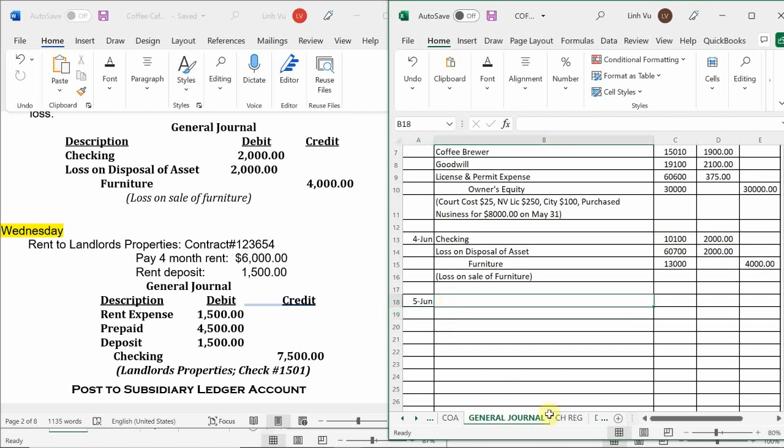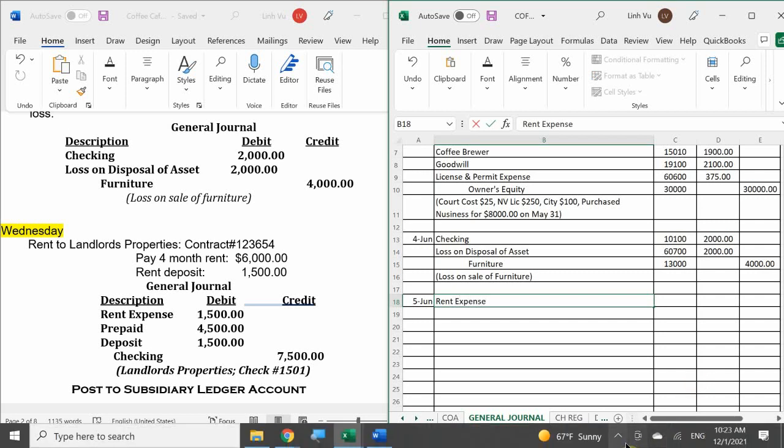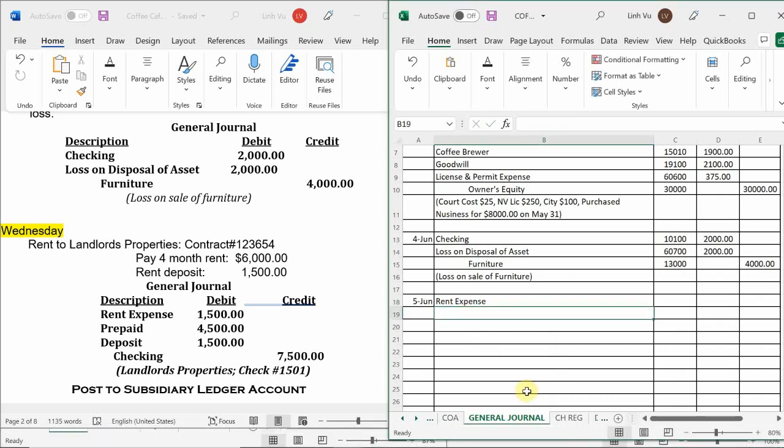1,500. 1,500. Good, right? So in this case, I need to recognize the current month that I'm in, because when I paid for this, my assumption is that my rent is going to start effectively in June, or on June 5th. So therefore, I must recognize the current month's rent expense for the month of June. I also have to recognize that I made a payment in advance, so I have some prepaid rent. And I also made a deposit.